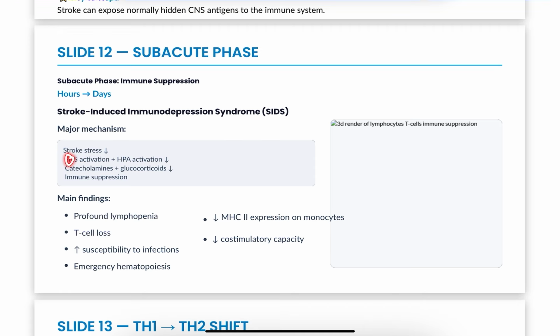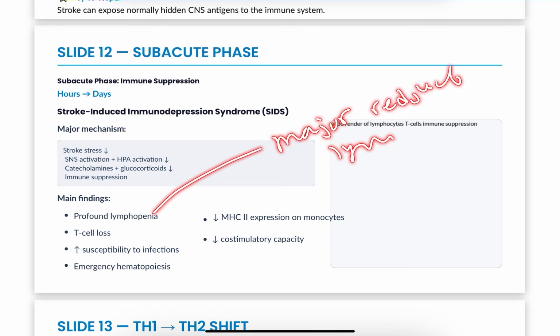The sympathetic nervous system will release the catecholamines, while the HPA axis will release the glucocorticoids, especially the cortisol. And these neuroendocrine signals will suppress or stop the immune function. Now, one of the most important findings is the lymphopenia. What does it mean? It means a major reduction in the lymphocytes, particularly the T cells. So the T cells will be majorly reduced.